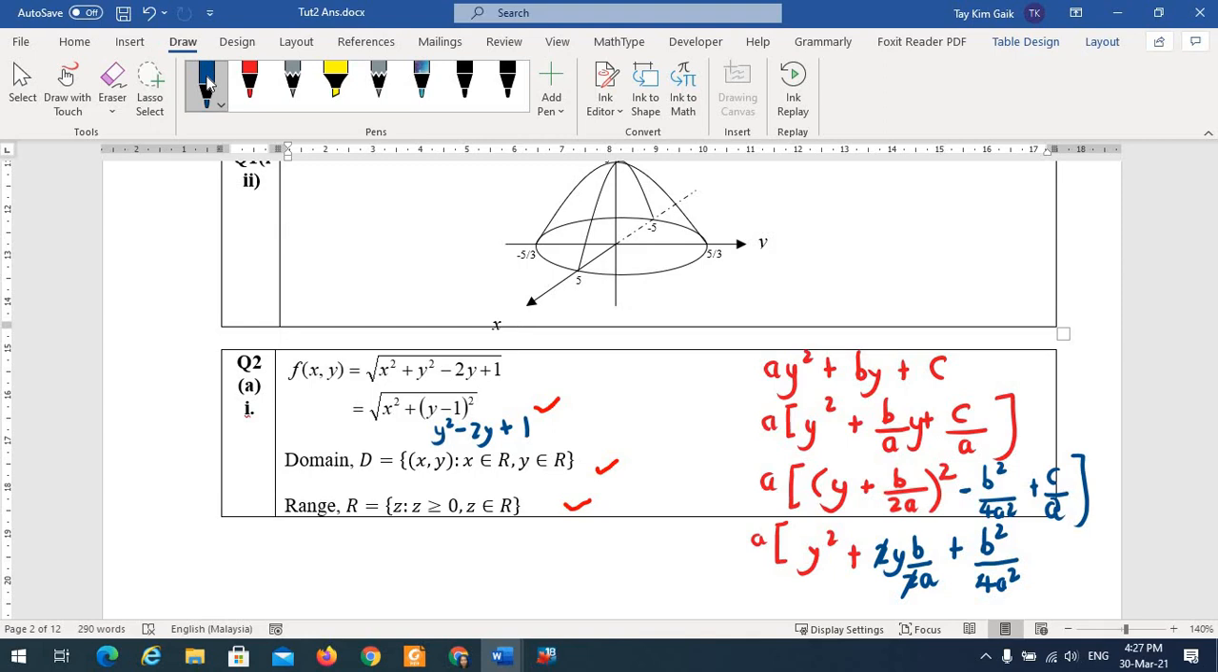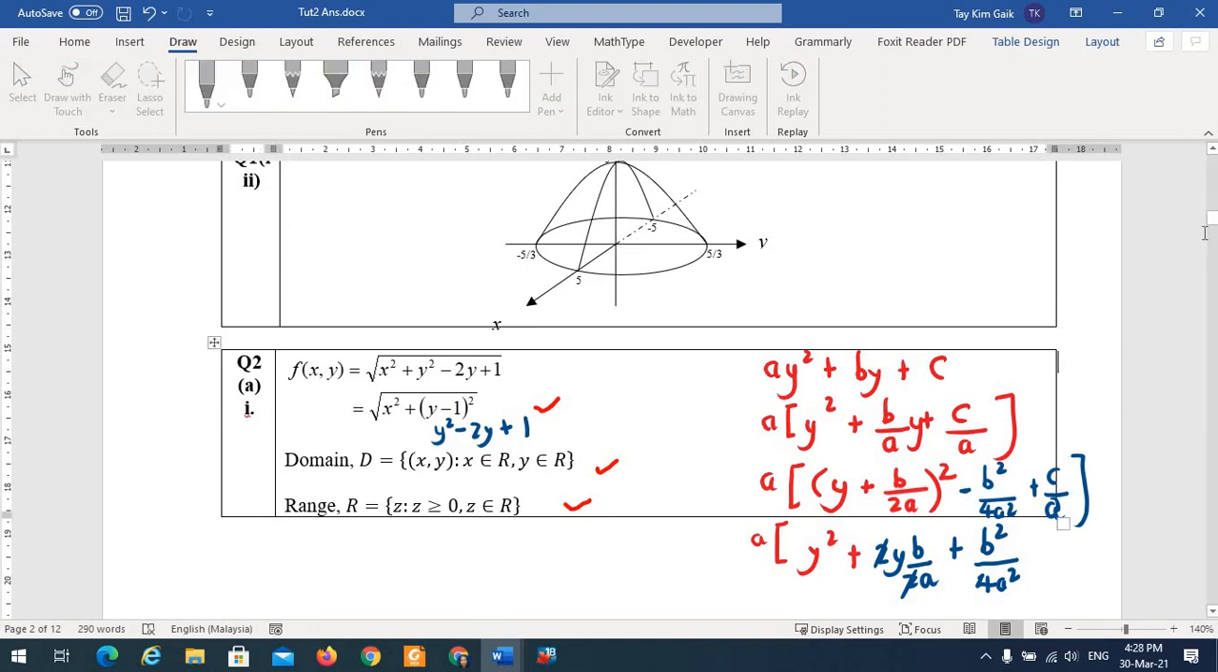Okay, and then if you want to get the domain, we set whatever inside the square root greater than or equal to 0. Since x squared is always positive, there is no restriction on x, it can take negative numbers, 0 and positive numbers. That's why x belongs to the real numbers. y can be negative, but the squared term is also positive. That's why y is a member of the real numbers. For the range, because this is a positive square root, and x squared plus y minus 1 squared is always positive, the range is z greater than or equal to 0.